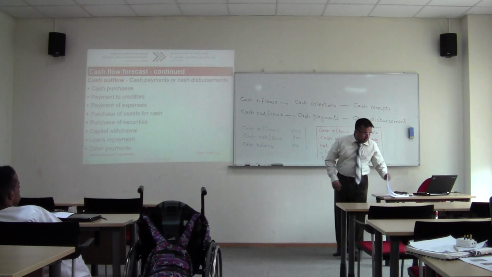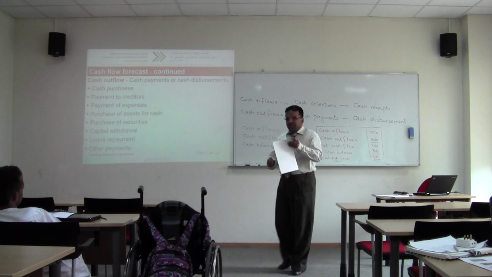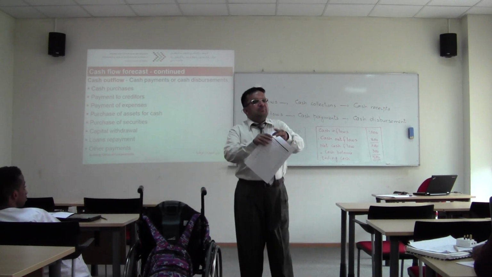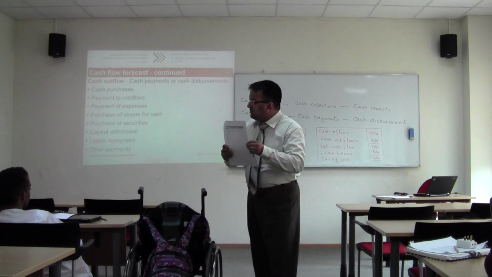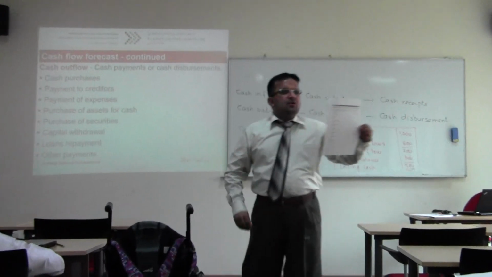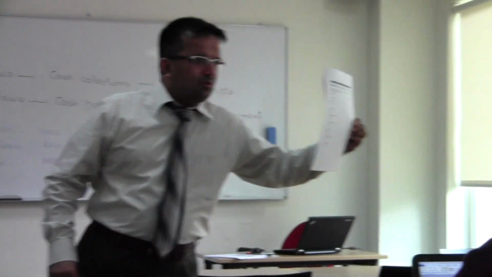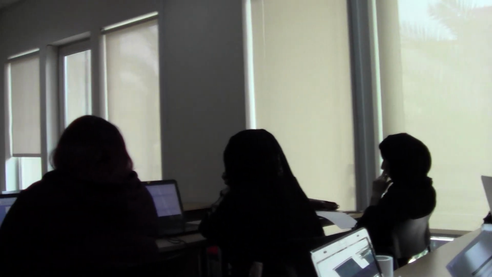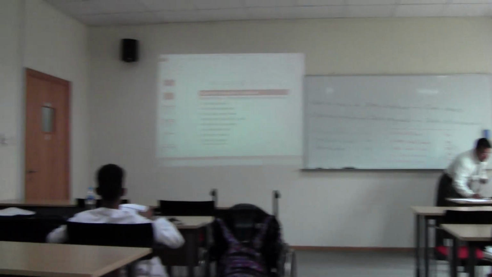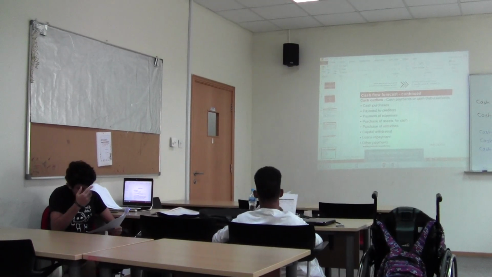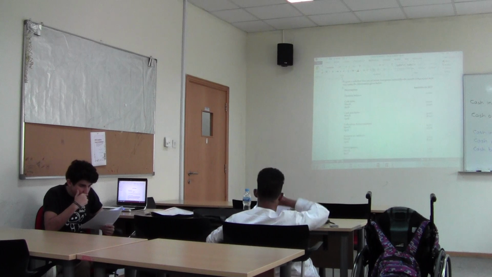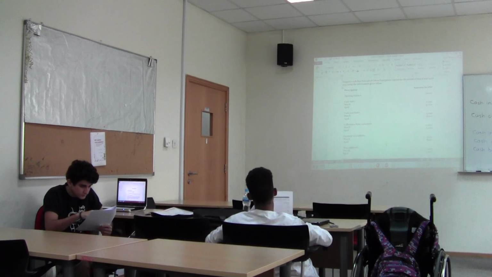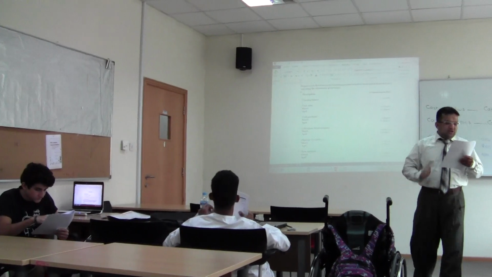Now we will perform the activity, a detailed activity. If you see page number 3 of the notes which I provided to you, that is an activity. I will read that and then you have to answer, and then we will prepare the cash flow forecast. Activity number 1. Now, if you see here, opening balance is given to us.